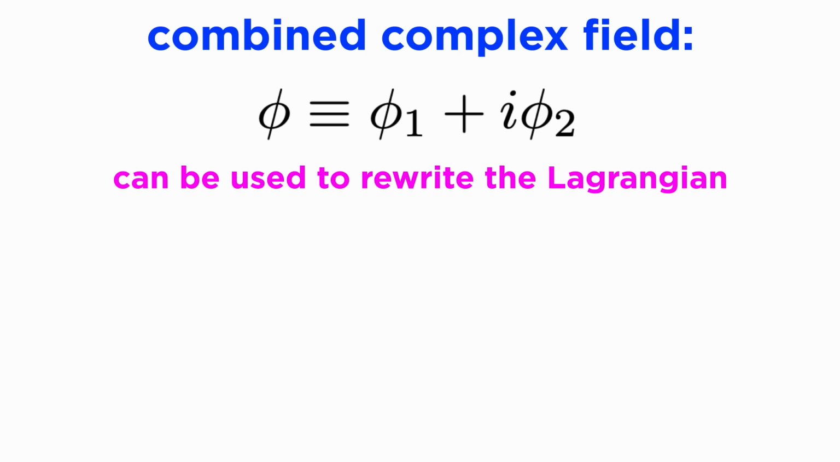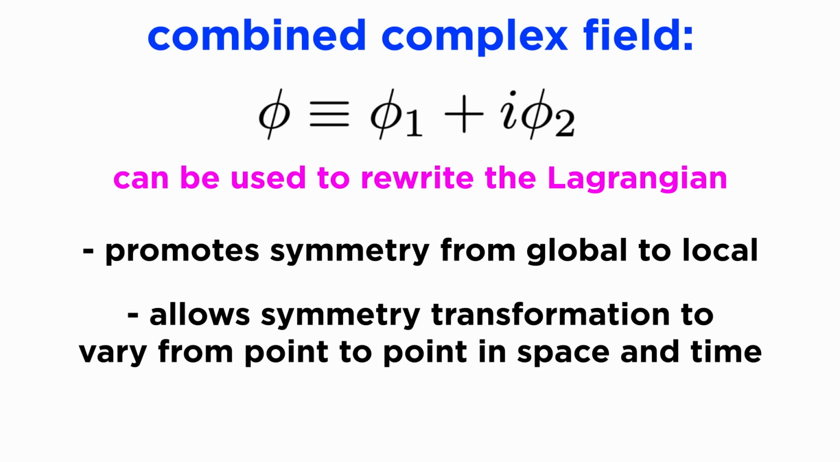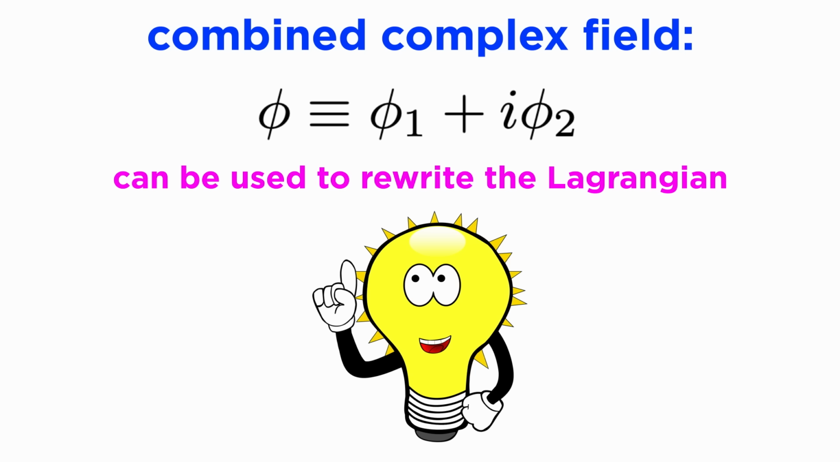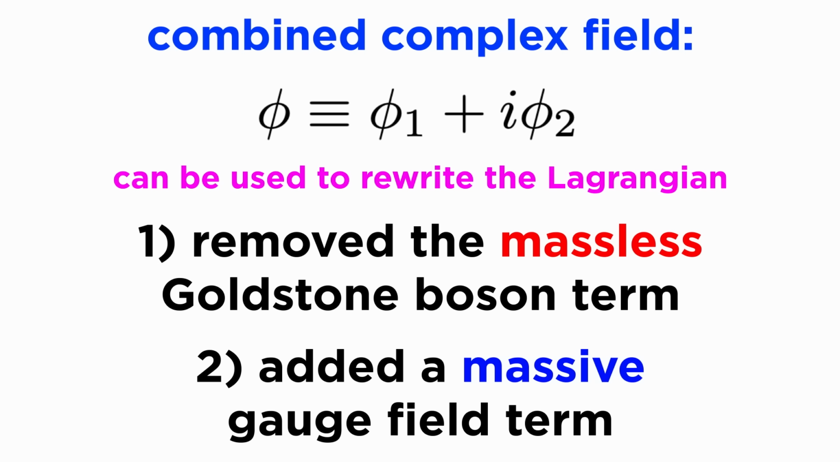Higgs saw that he could rewrite the Lagrangian in terms of one combined complex field phi, which is defined as phi1 plus i times phi2. By doing this, Higgs realized that if you promote the symmetry from global to local, allowing the symmetry transformation to vary from point to point in space and time, then the theory naturally includes gauge fields. And through a clever choice of gauge, this had two crucial consequences. It removed the massless Goldstone boson term and added a massive gauge field term.